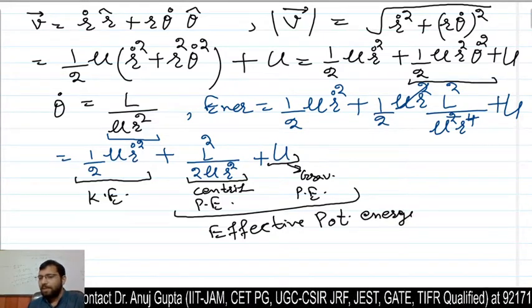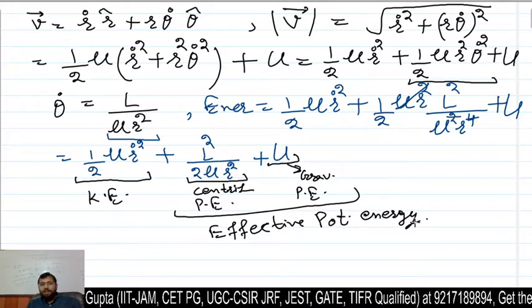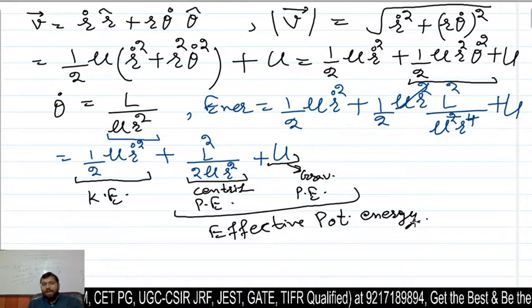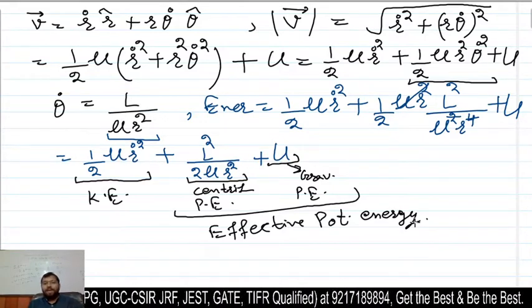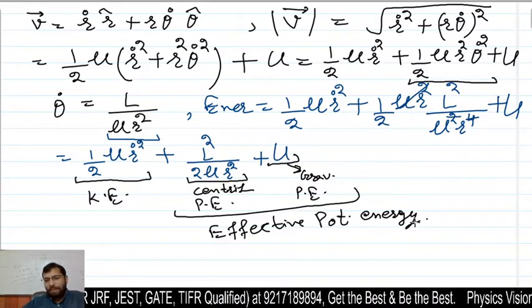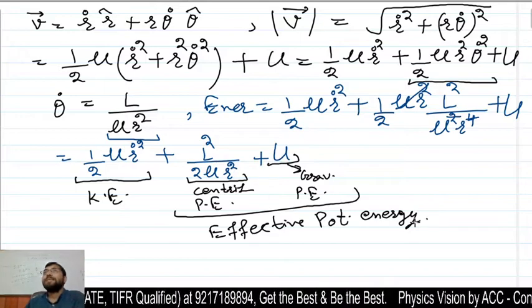ठीक हो गया? Okay, so these are the terms. What we get? We get the value of total energy and values of kinetic energy and centrifugal potential energy and gravitational potential energy separately. ठीक हो गया? एक और एक्सप्रेशन कर लेते हैं इसमें जल्दी से.